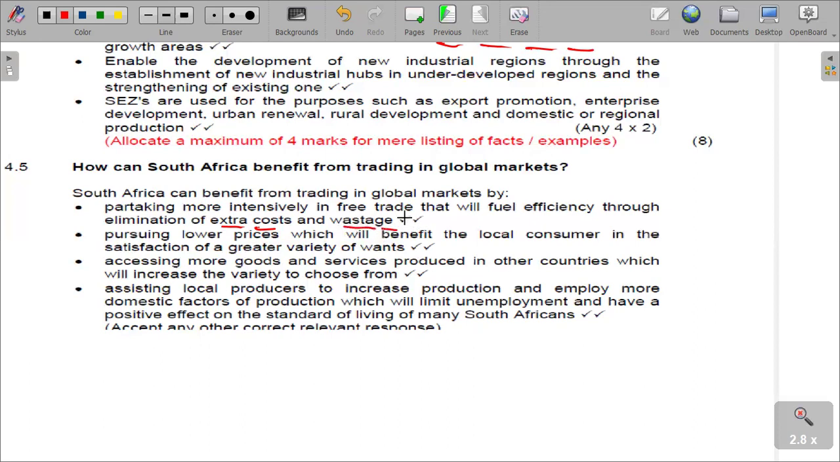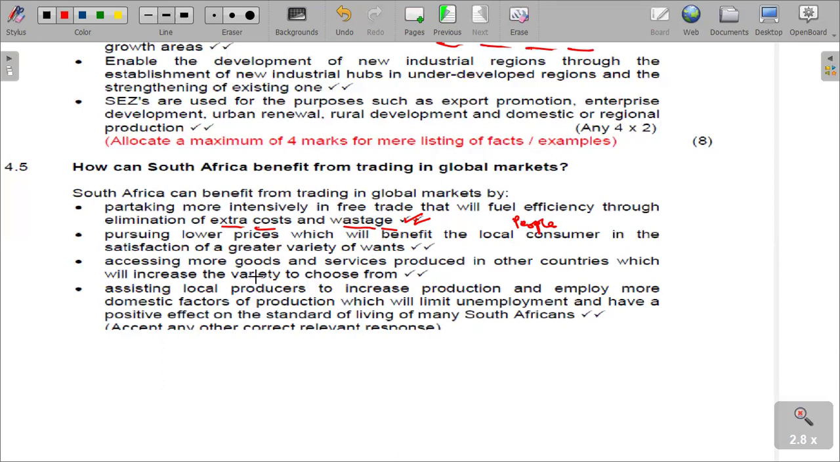Again, wastage is reduced as a result of what? Intensively participating in free trade that is given as a result of globalization, and then pursuing lower prices, which will also benefit the local consumers. Our businesses can also try to follow those businesses which have lower prices, and that benefits our local people. Our local people benefit from that.